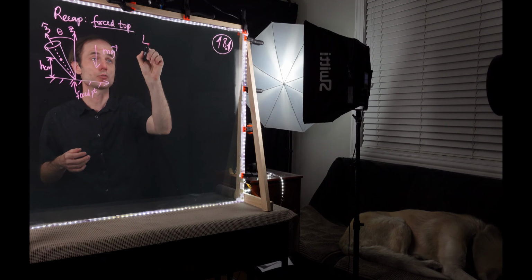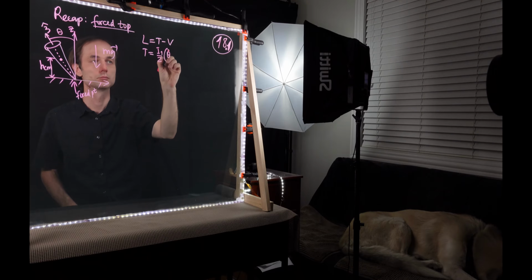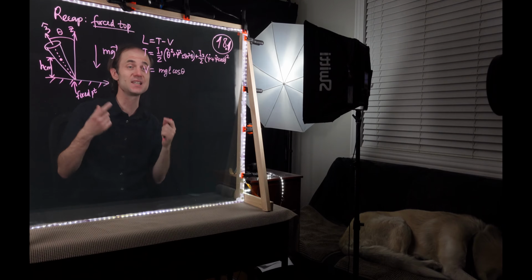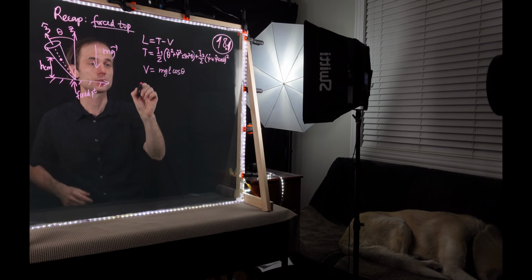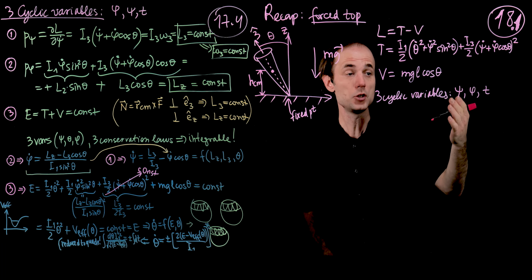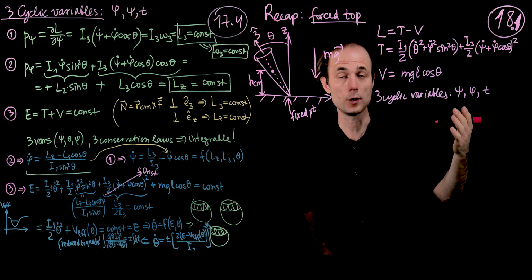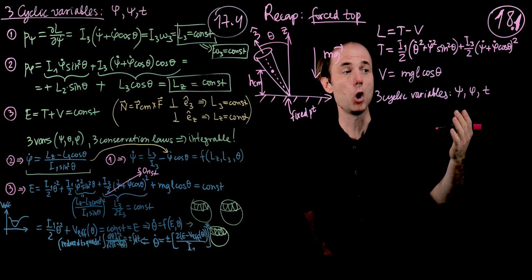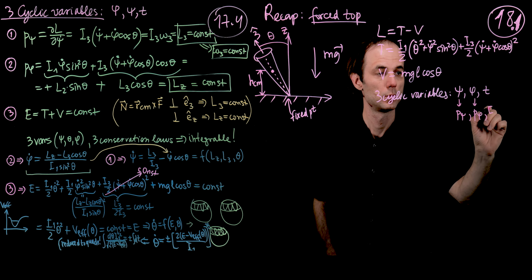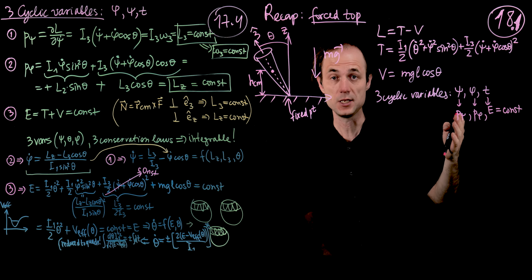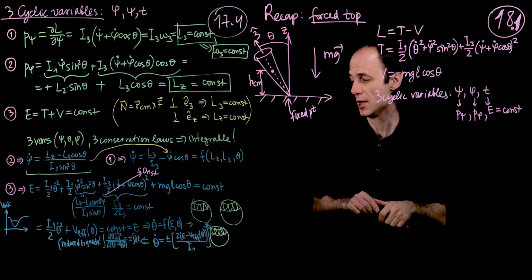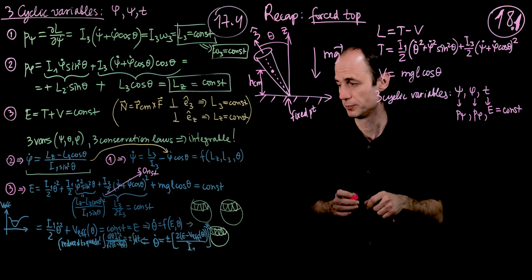So we wrote down the Lagrangian, and we found that the Lagrangian contains three cyclic variables: psi, phi, and time. Each of these corresponds to one conserved quantity per each cyclic variable, or three conserved quantities in total. These are the p_psi, p_phi, and p_t, or energy. All of the three are conserved quantities.